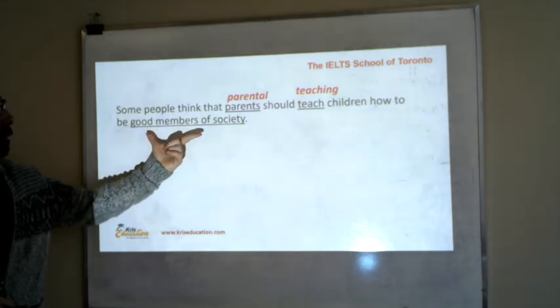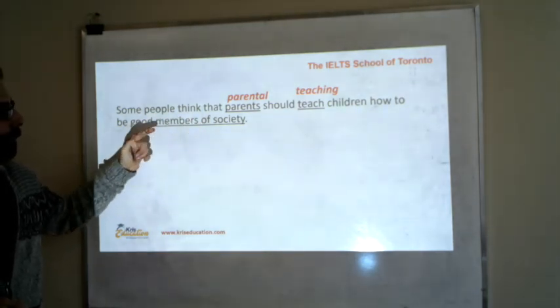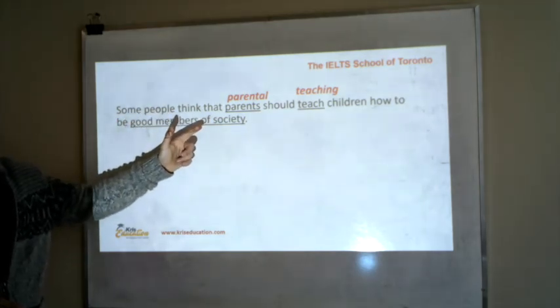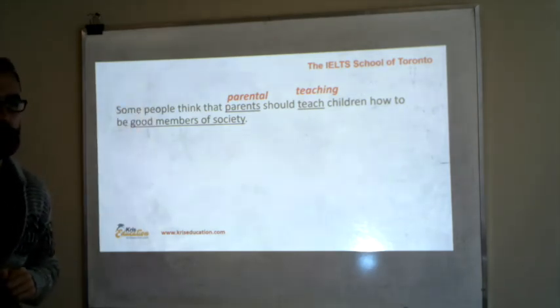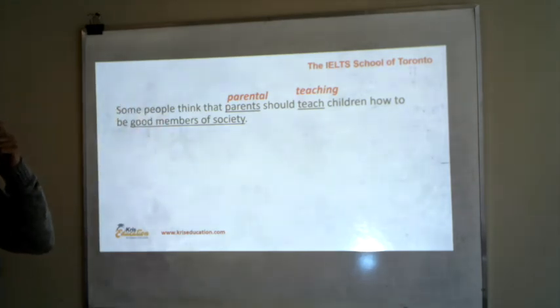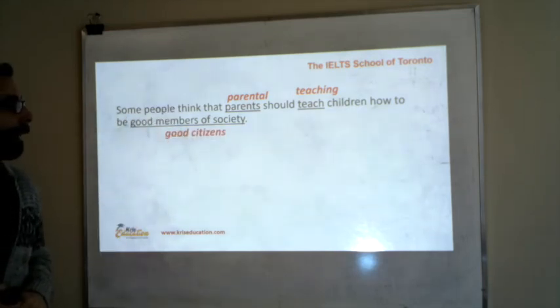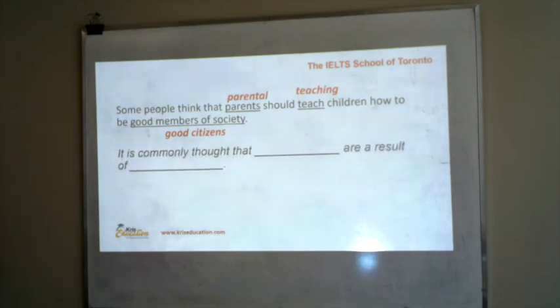If you've got keywords with more than one word, it's enough just to change one of these, like good or members of society. Something like well-behaving members of society. You do not need to change all 3 of them. Instead of good members of society, I am saying good citizens. I'm paraphrasing by saying good citizens.